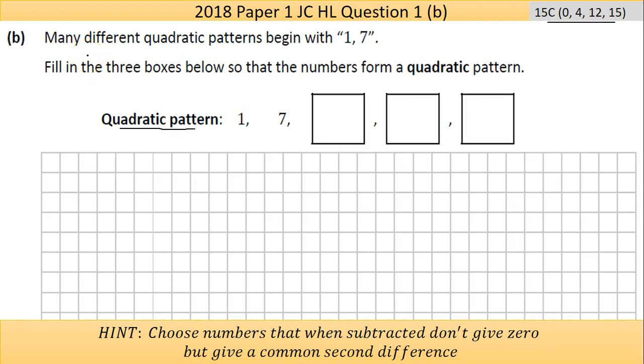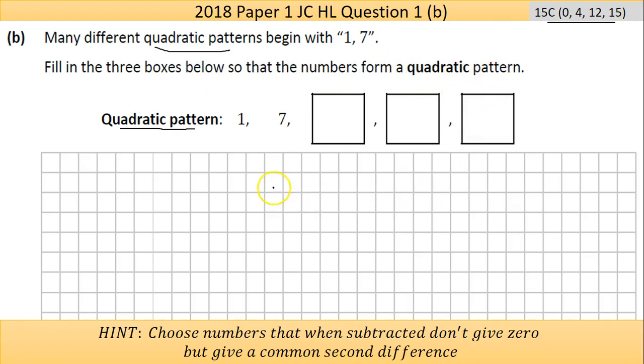Because again, with Junior Cert Higher Level, as I've probably discussed in previous questions, they're often testing your deeper understanding, not just a calculation. Now, part B says many different quadratic patterns, so they're giving you a hint here, begin with 1, 7. Fill in the three boxes below so the numbers form a quadratic pattern.